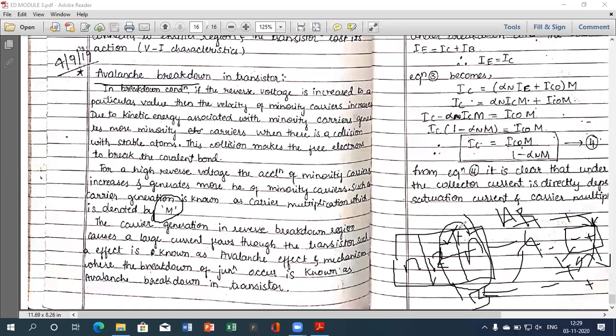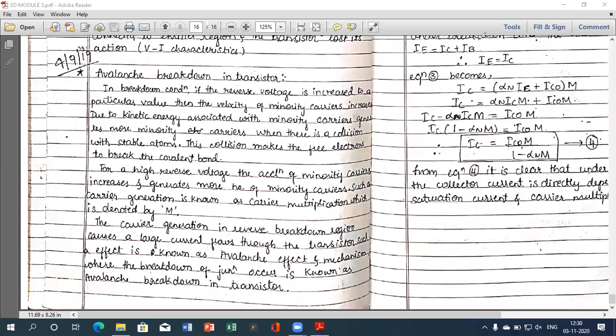Breakdown means the depletion layer will get damaged, and the characteristics of the transistor will be lost. In other words, the transistor gets damaged. So this is avalanche breakdown in a transistor. Now we will discuss this in terms of equations, how it affects in terms of equations, that we are going to discuss now.